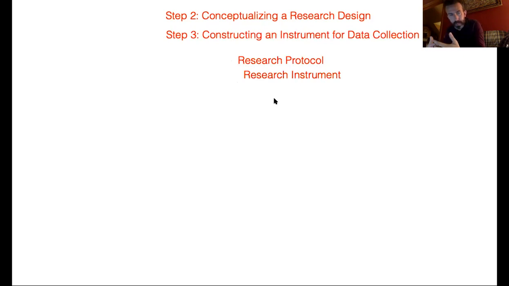When we're talking about the research protocol, the research instrument, we're talking about the instrument that we're going to use to gather the data. I don't mean an actual device. I mean our surveys or our interview questions or whatever they may be. We'll discuss it when we get to it, okay?